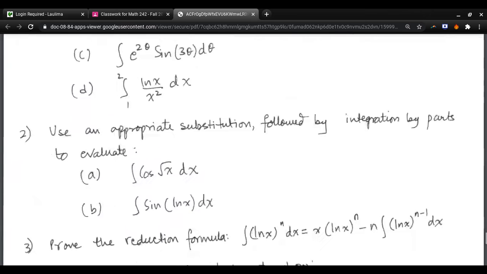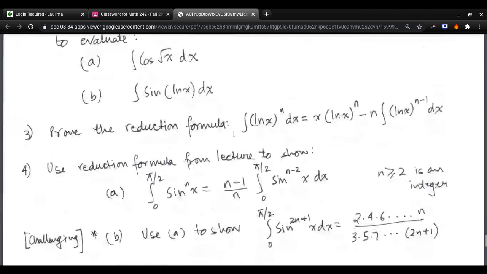And then you're going to find the attached worksheet 4. You have to evaluate these integrals using the appropriate method. There's a reduction formula for log x. You just have to prove it, which means apply integration by parts and just follow through the process.